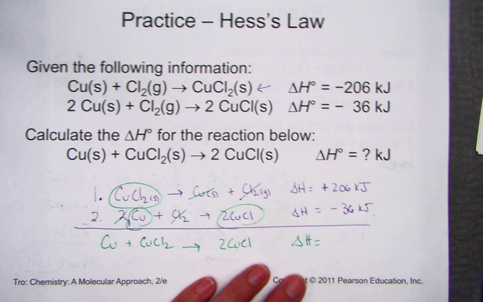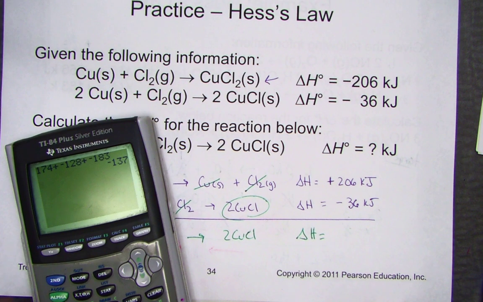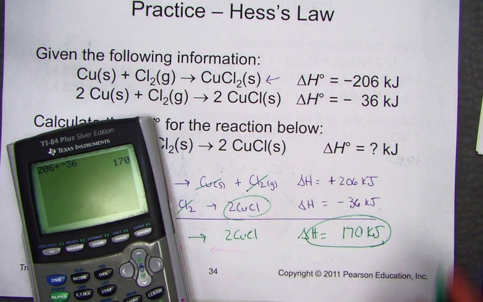All we have left to do is to add to find the new heat of reaction. We'll take positive 206 and add a negative 36. I'll try that again. Positive 206 plus a negative 36, and we get 170 kilojoules of heat energy. Perfect. I hope that matched yours.